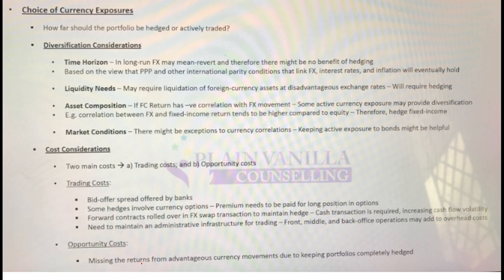What is opportunity cost? Missing the returns from advantageous currency movements due to keeping portfolios completely hedged. So if you are keeping a portfolio completely hedged, then you have removed the risk associated with currency movement. But then again, if the currency movement was advantageous, that is a move to give you higher return, then you would forego that return as well. So that means hedging can help you reduce risk, but at the same time, there might be opportunity cost of losing the advantageous return.